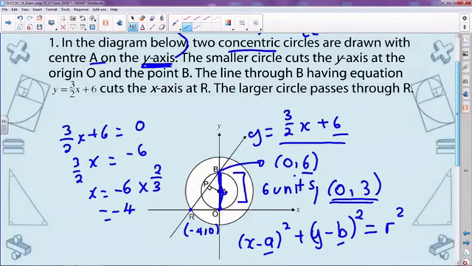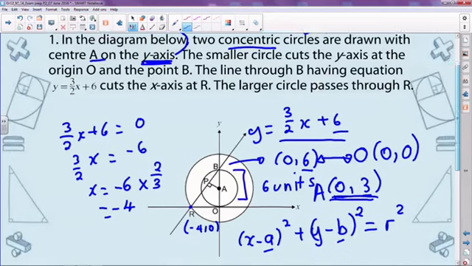How did I get that? Well, we can use the formula for midpoint. We know that B is the point (0, 6) and the point O at your origin is (0, 0). So using your midpoint formula, you could get the coordinates of A, which is x is 0 and y is 3. So you can use the midpoint there, or just by logical deduction, just by looking at your diagram, you could work out that A is the point (0, 3).